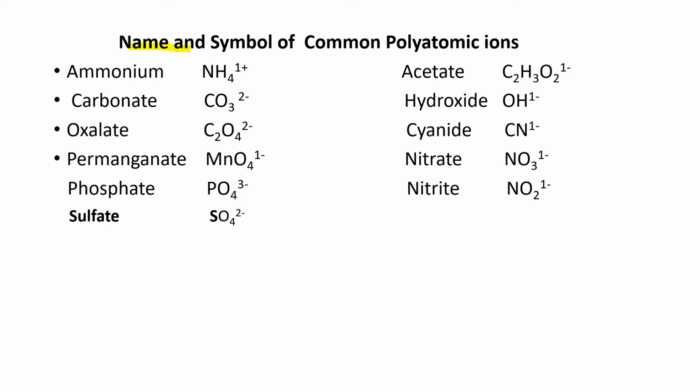And these are the names and symbols of common polyatomic ions. Ammonium, NH4 1 positive; carbonate, CO3 2 negative; oxalate, C2O4 2 negative; permanganate, MnO4 1 negative; phosphate, PO4 3 negative; sulfate, SO4 2 negative. Remember, the subscripts must never be involved in crisscrossing. They remain unchanged. It's only the oxidation numbers that are involved in crisscrossing.